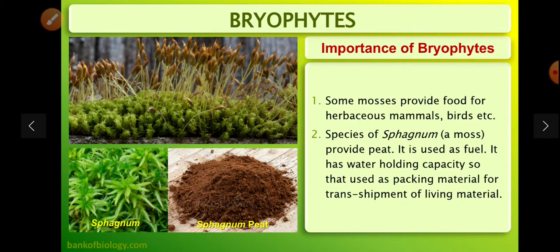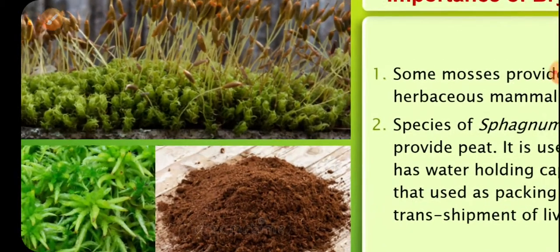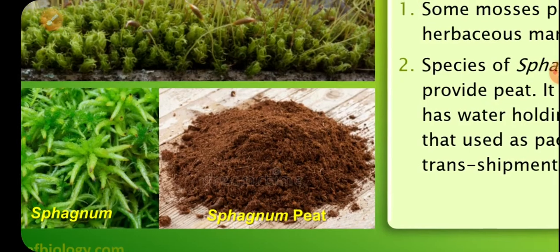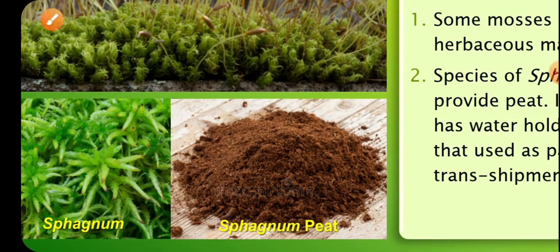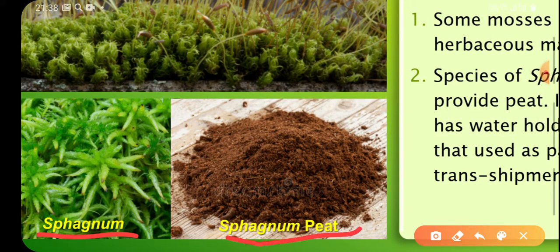Importance of Bryophyta. What is the importance? Some mosses provide food for herbivorous mammals, birds, etc. A species of Sphagnum moss provides peat. It is used as a fuel. It has water holding capacity, so it is used as packing material for transshipment of living material. A few examples you can see in this diagram also. This is Sphagnum peat.